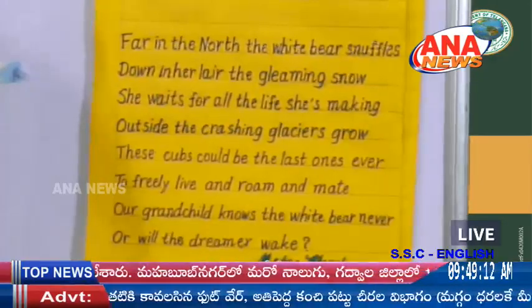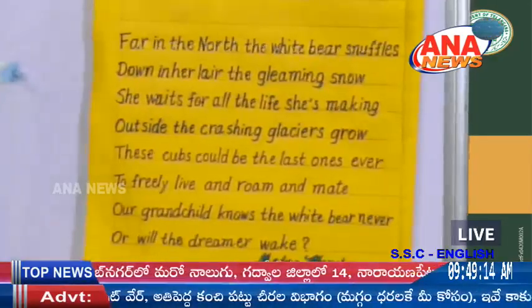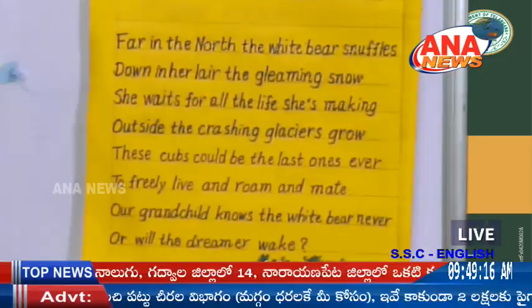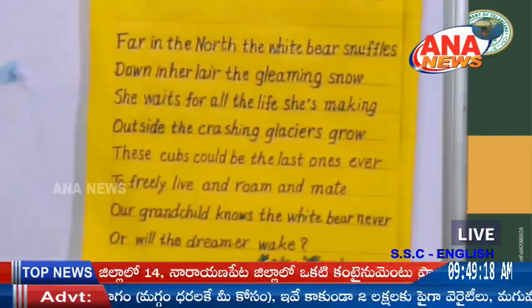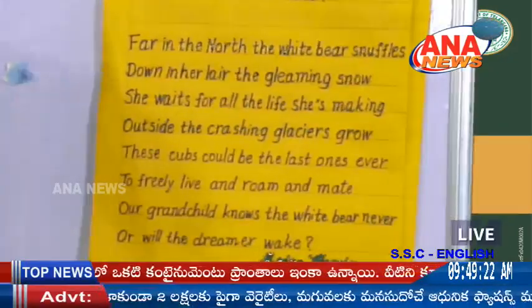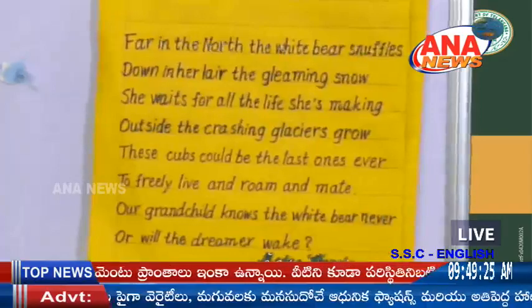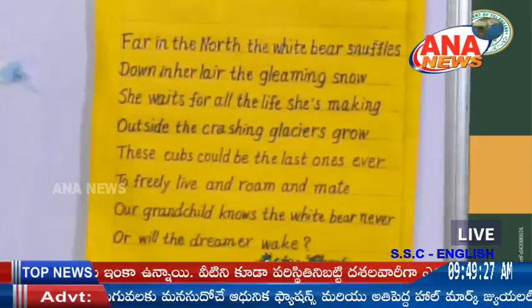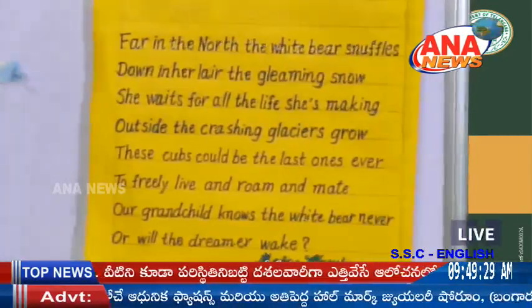She waits for all the life she is making. She is going to make life for its new cubs. She is waiting for the right moment to deliver its cubs. Outside, the glaciers are crashing. Glaciers, snow mountains, they are crashing, they are melting.